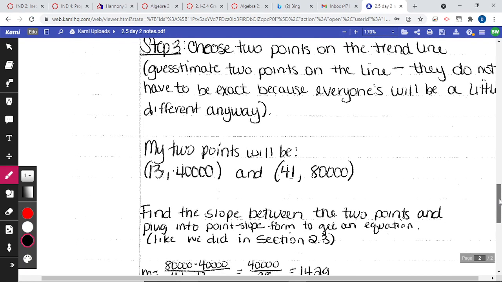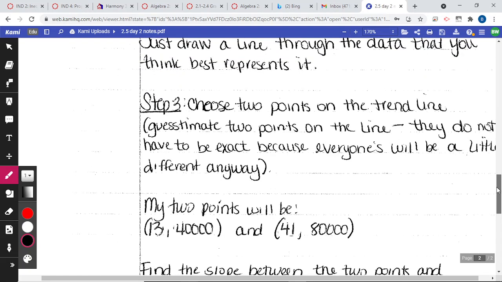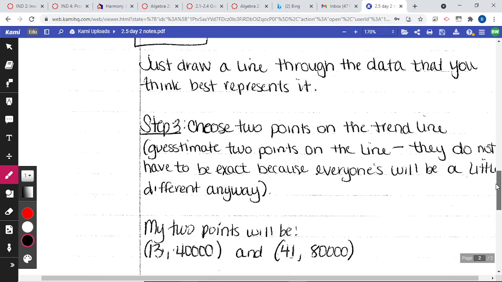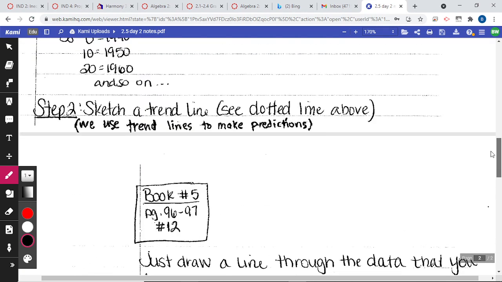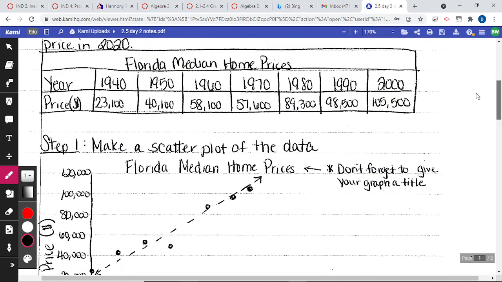And in the example, we're going to see the points were (13, 40,000) and (41, 80,000). Now notice these points are on the trend line. They are not actual data points. (13, 40,000) and (41, 80,000) are not in this data set, right? Actually, there's no year 13 in the data set because there are only 10, 20, 30, and so on.